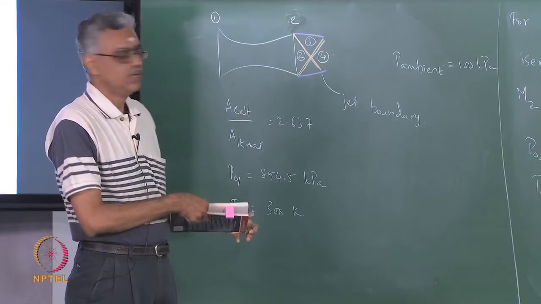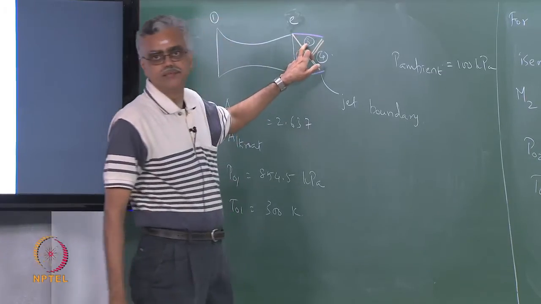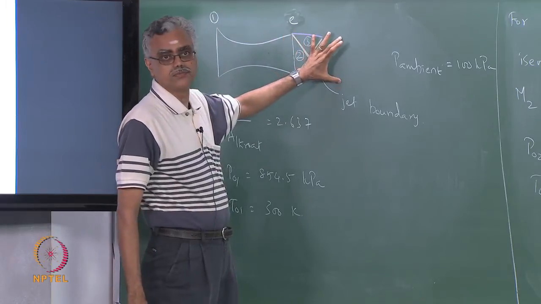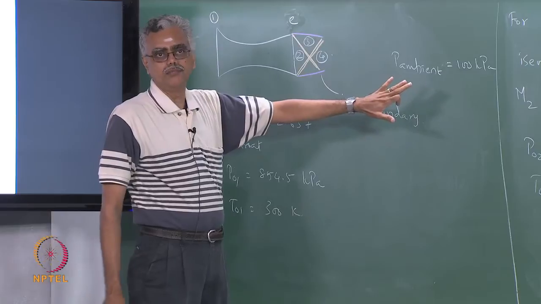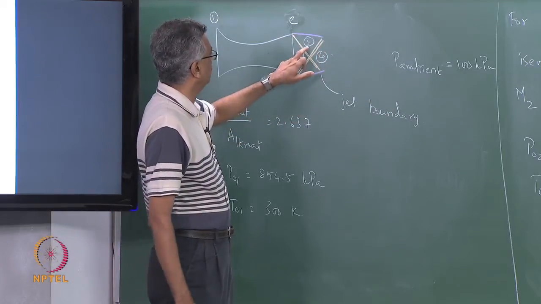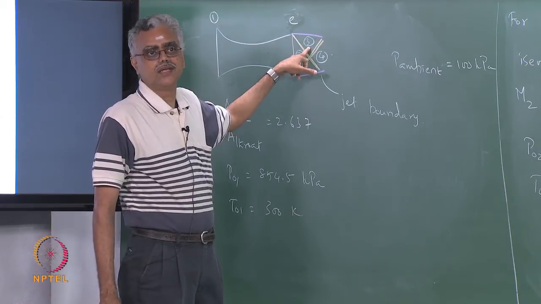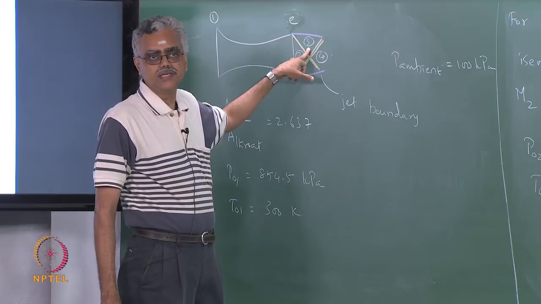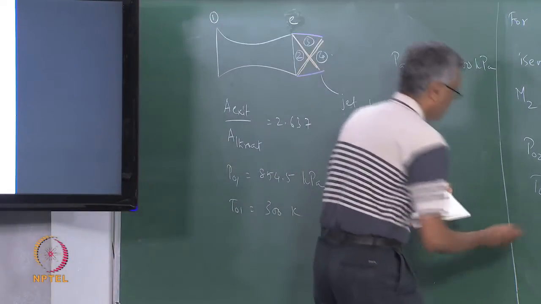Okay. Now we have to go across the first oblique shock wave from 2 to 3. Now remember, the jet boundary looks like this. The ambient pressure is at 100 kPa. So what is the static pressure in 3? This is directly exposed to the ambient. So that means P3 is 100 kilopascal, right?